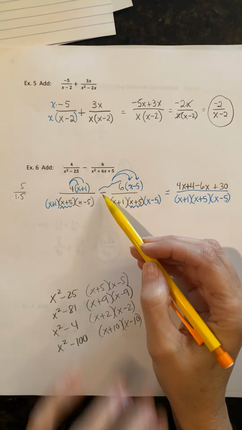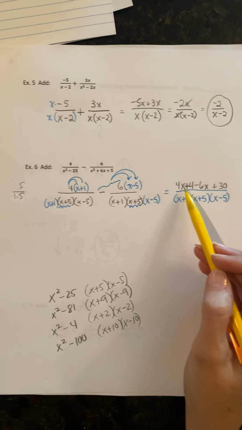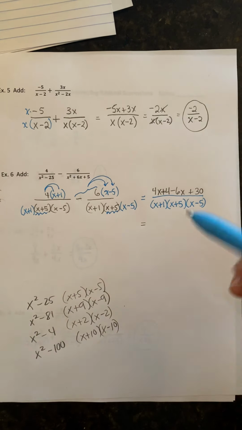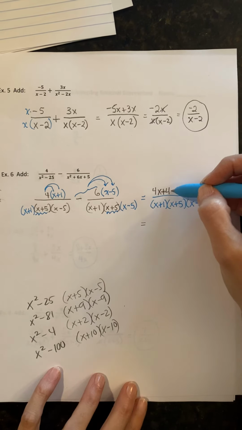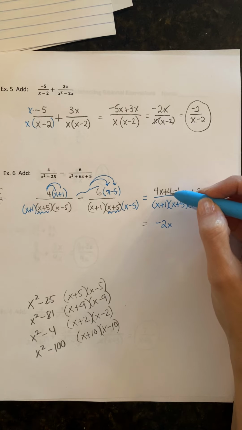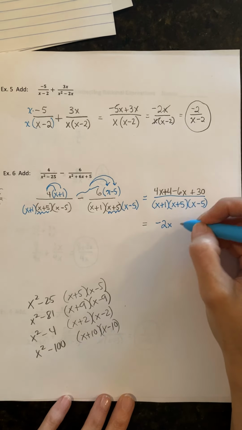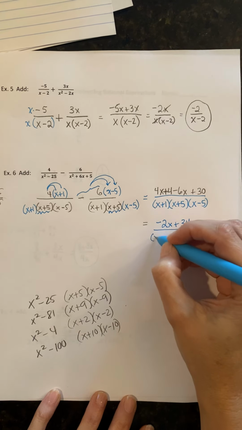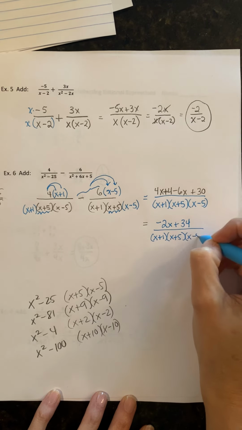And now the reason I multiplied that and distributed is because I needed to check to see if any of this can be combined, because the top is the part that we add together. And this stuff can be combined. We have 4x's minus 6x's, so that's negative 2x. We have a positive 4 and a positive 30, so that's a positive 34. And on the bottom, we just have all those separate binomials like that.